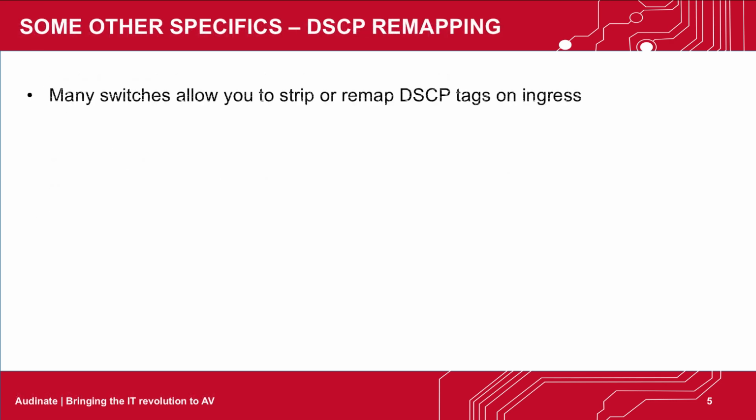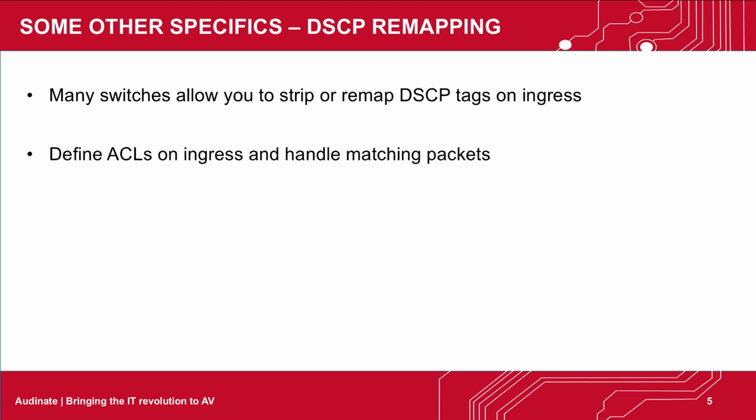So, what do we mean by remapping? It means they literally zero out the diffserv value that's in the packet and replace it with something else. For instance, a packet that arrives tagged with 56 will get overwritten with another number specified in that network's policy. By doing this, they remap these DSCP values. You can also define ACLs on ingress and handle matching packets.